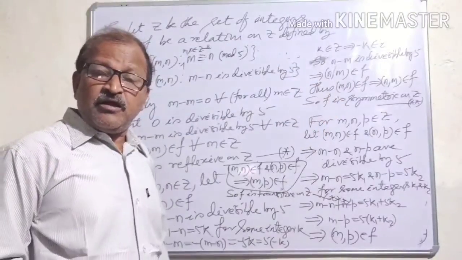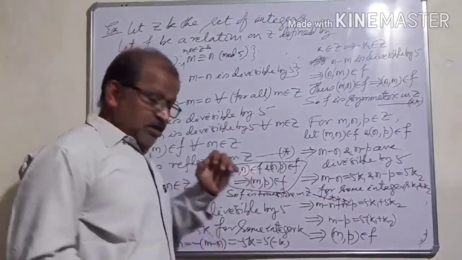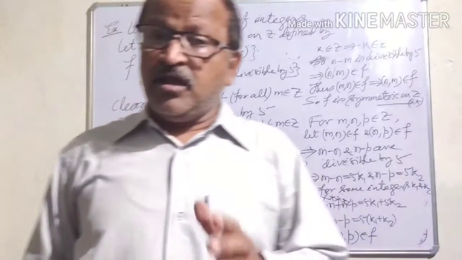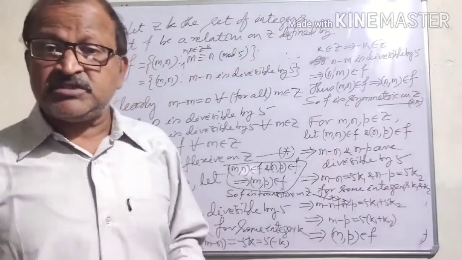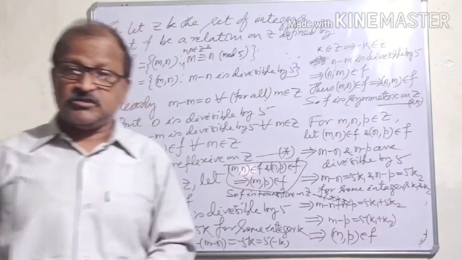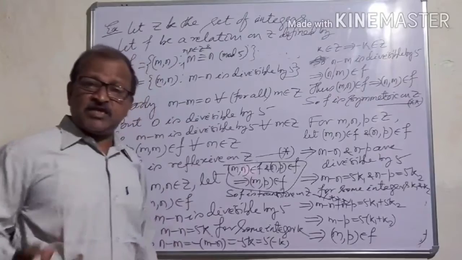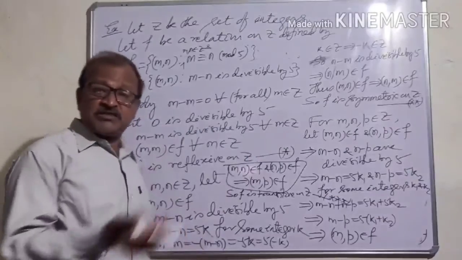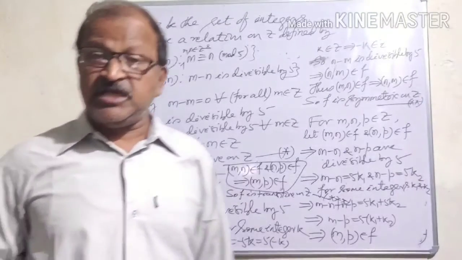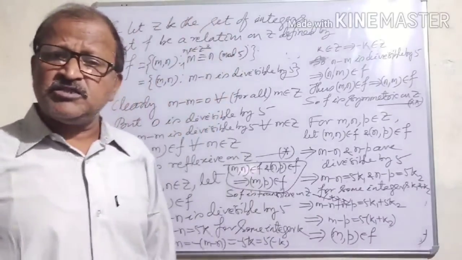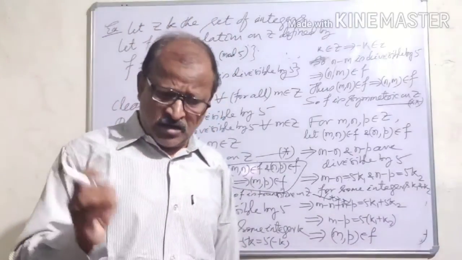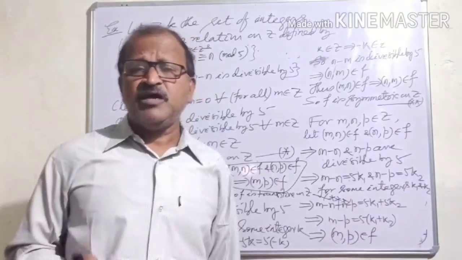Okay. Now, in next we will see what are the partitions of this equivalence relation. Okay. Today we will close here. Next time we will see how it makes a partition of Z. Then we will solve some problems from your exercise. Okay.